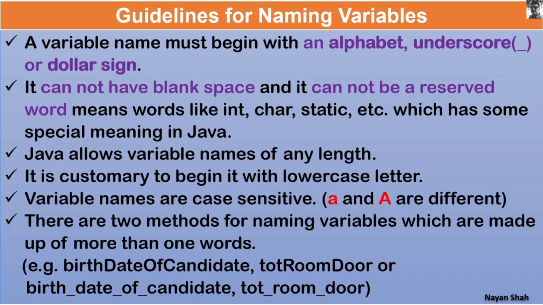So you can follow either method: capitalizing the first character of every word except the first word, or separating each word using an underscore sign. These are the two popular methods followed for naming variables having more than one word.